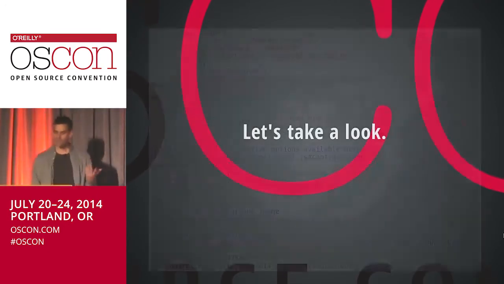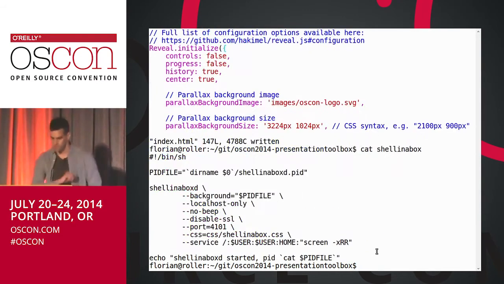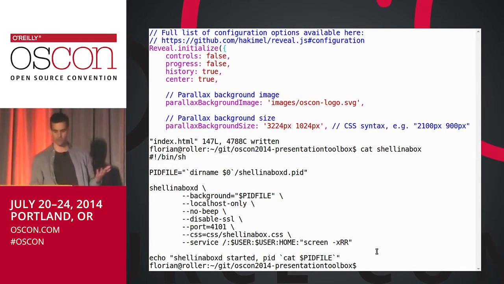So what I do here, and this is, of course, Shell in a Box, is I have Shell in a Box running, and I start it from this little script here. There it is. So what that does is it starts Shell in a Box. It lets it listen only on the localhost IP address. It uses a custom port, and I let it fire off screen.